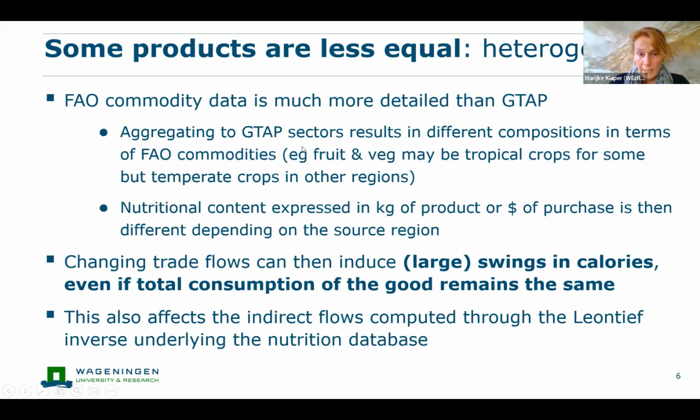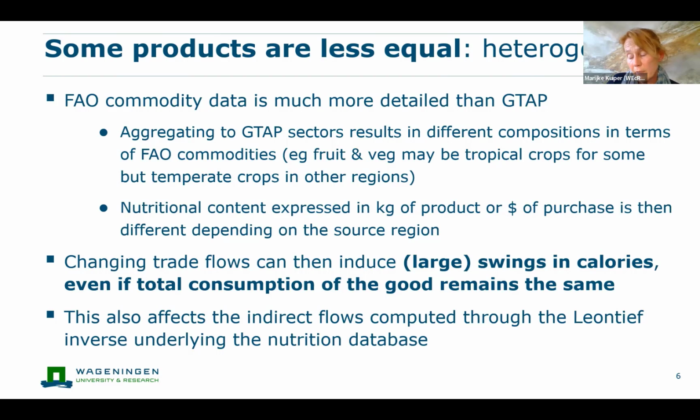Then the one on heterogeneity, there's a lot of issues there. Something that already came up in the questions is other food. That's a bit of a mess because it uses all sorts of primary products in different quantities in different regions. So you get different calorie contents than you have for primary products. But even the primary products are already problematic, because the FAO commodity data are much more detailed than the GTAP data. So when we aggregate them, you get different compositions in terms of FAO commodities.